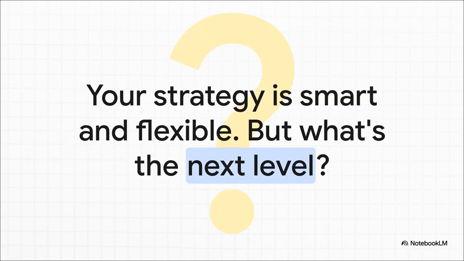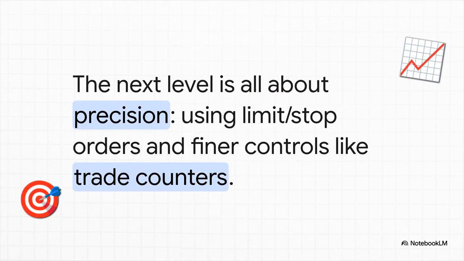So what's the big takeaway from all of this? By graduating from a visual builder to working directly with code, you transform a rigid, impulsive bot into a dynamic, adaptable trading partner. But once you achieve that level of intelligence and flexibility, it naturally makes you ask, what's next? What's beyond this? The next level is all about precision. It's about refining your execution with more advanced order types and implementing even finer controls, like trade counters.